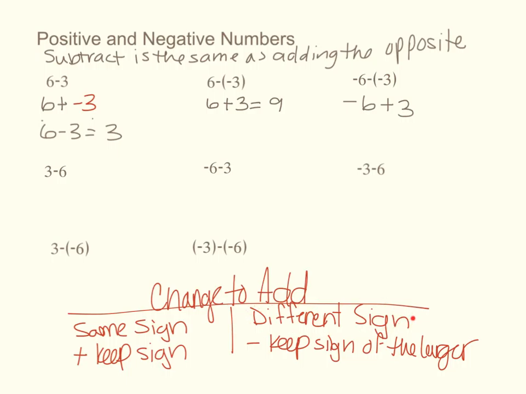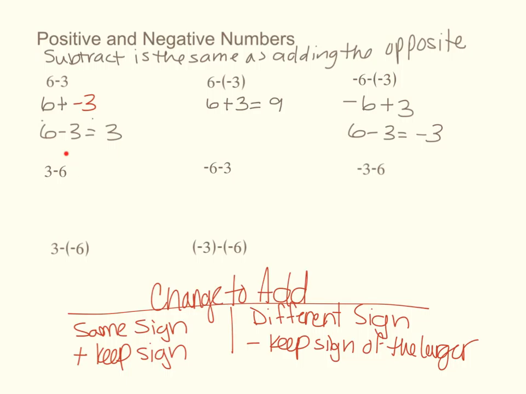Now we have a different sign. So we're going with different sign. Remember, we're going to subtract, keep the sign of the larger. So we're subtracting 6 minus 3. That's going to be 3. Our larger number is negative 6. So our answer is going to be negative 3. Let's look at this next one.